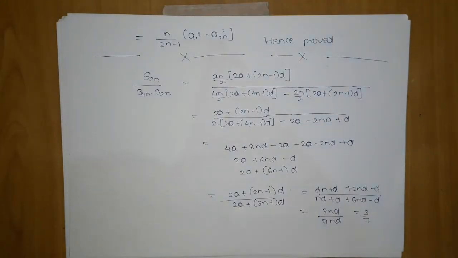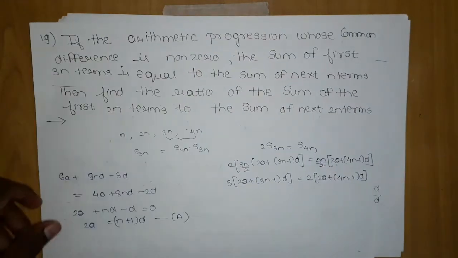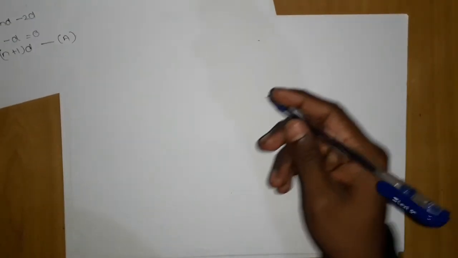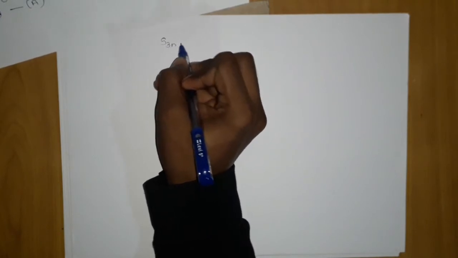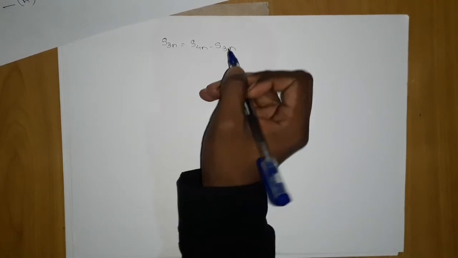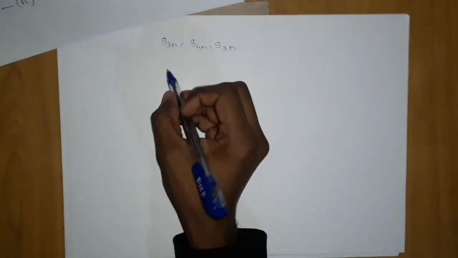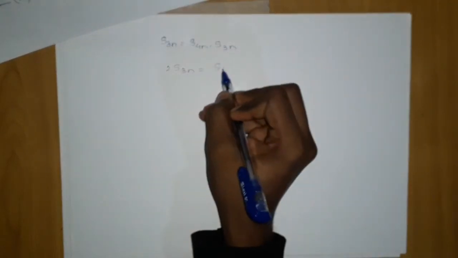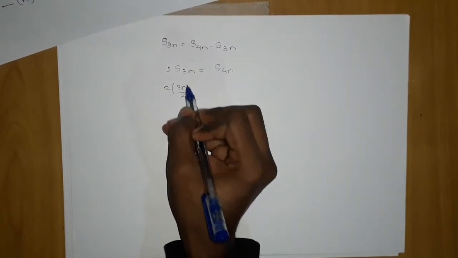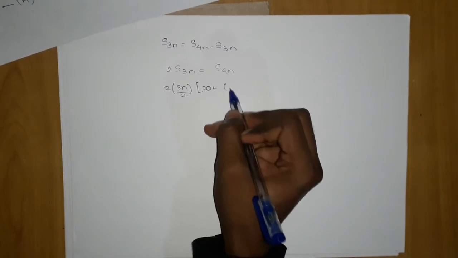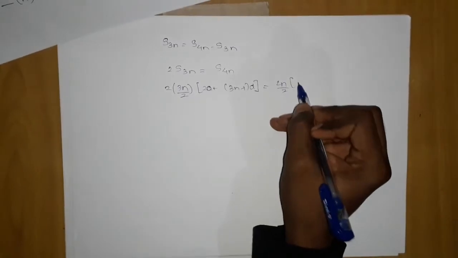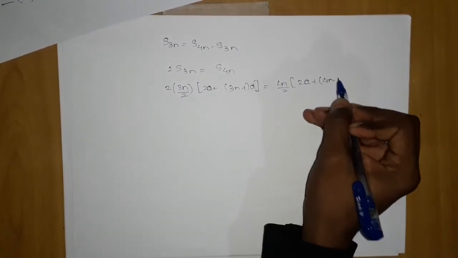So I am thinking that we are doing some mistake because of which our answer is not coming right. So let me try again, because our answer should come right. So what was S3n? S4n minus S3n, so 2 S3n is equal to S4n. So we have 2 into 3n by 2 into (2a plus 3n minus 1) into d should be equal to 4n by 2 bracket 2a plus 4n minus 1 into d.